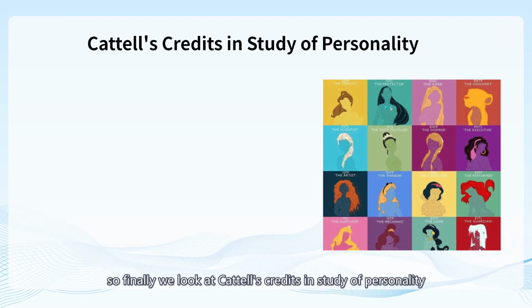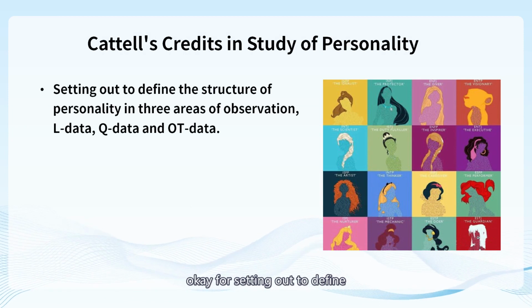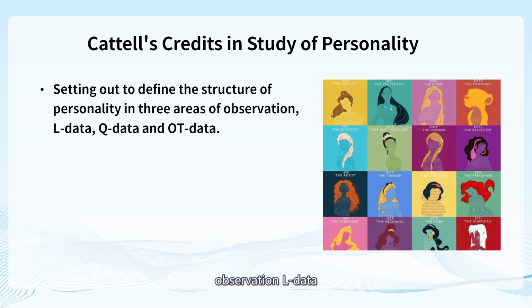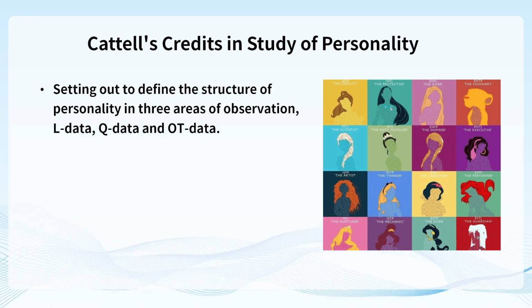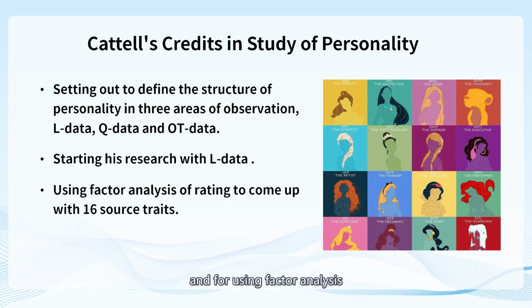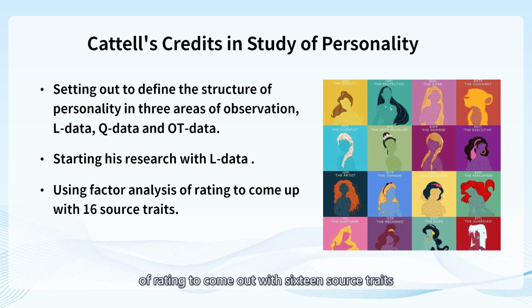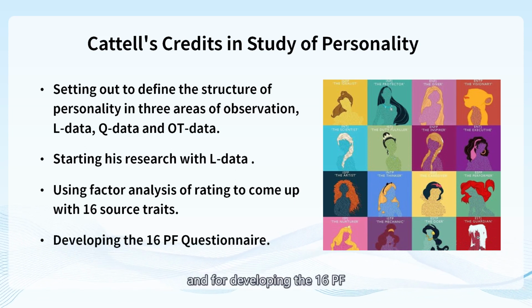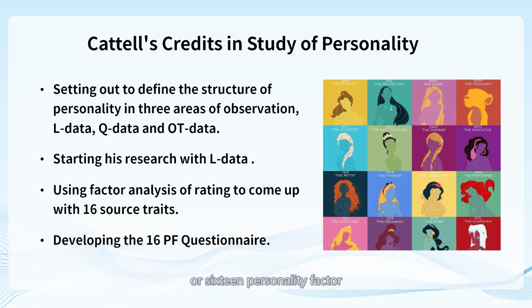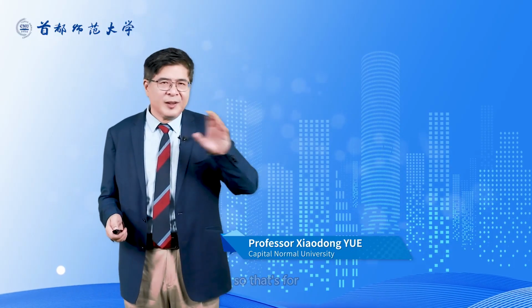So finally, we'll look at Cattell's credits in the study of personality: for setting out to define the structure of personality in three areas of observation, L data, Q data, and OT data, and for studying his research with L data, and for using factor analysis of ratings to come up with 16 source traits or super traits, and for developing the 16 PF or 16 Personality Factor questionnaire itself. So that's for Cattell.